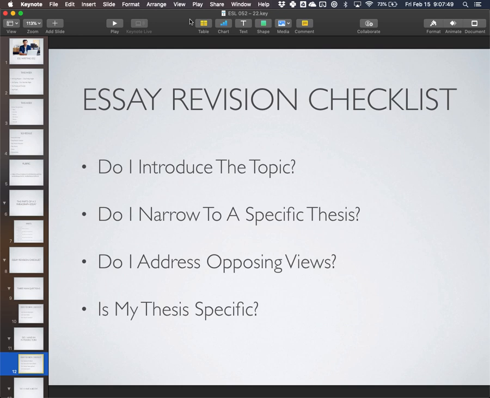But I'm not trying to identify them as individual sentences, but do these functions happen? Do you introduce the topic in some way? Yes or no? Do you narrow to a specific thesis through your paragraph? Yes or no? Do you address opposing views in some way? Yes or no? Do you have a thesis? Is it specific? That's another part. Better?